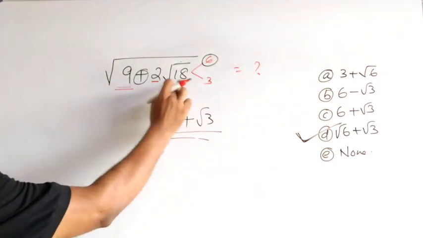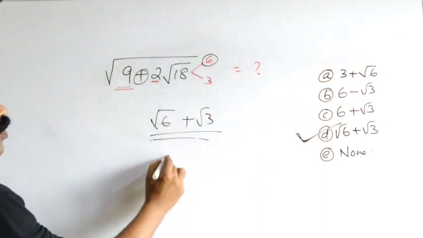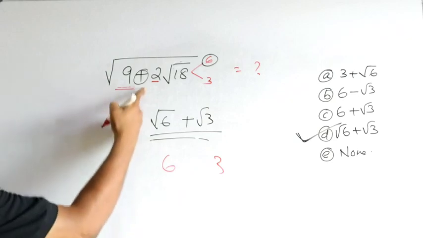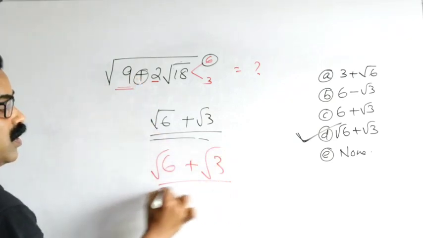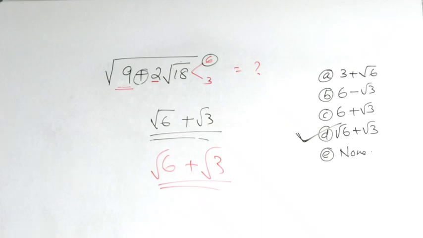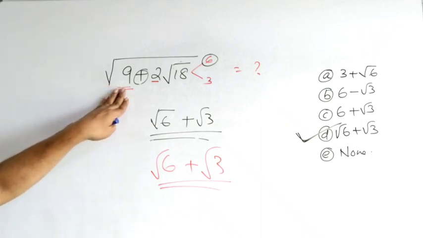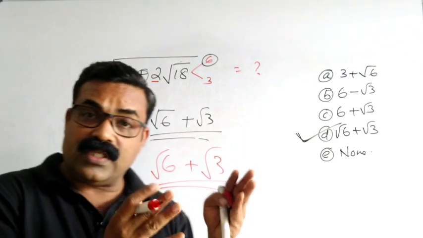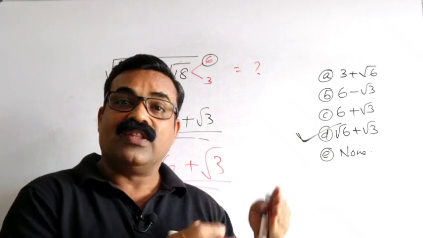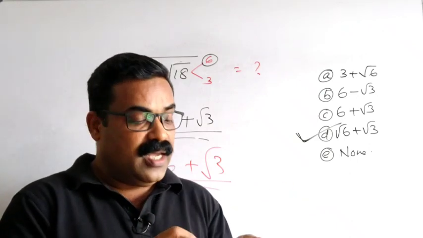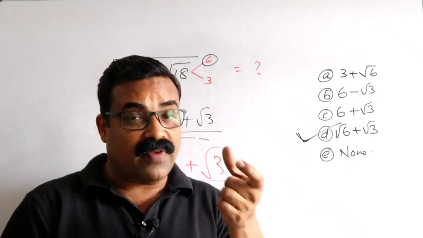Here it is 9, here it is 18, so 6 and 3. So write 6 and 3. Then here it is plus, put plus, and put both the answers in root. This is your final answer. So a very, very important trick and a very, very important question. Students who don't know this trick will leave this question thinking that it is a tough question. So understand this concept very clearly and then practice.